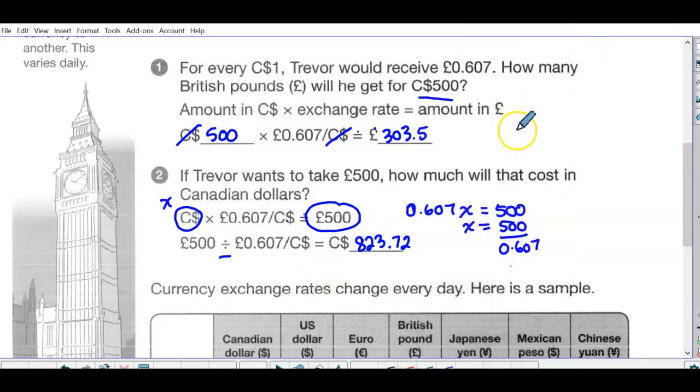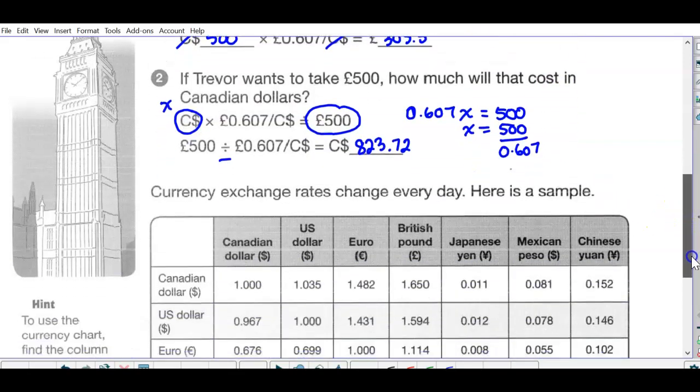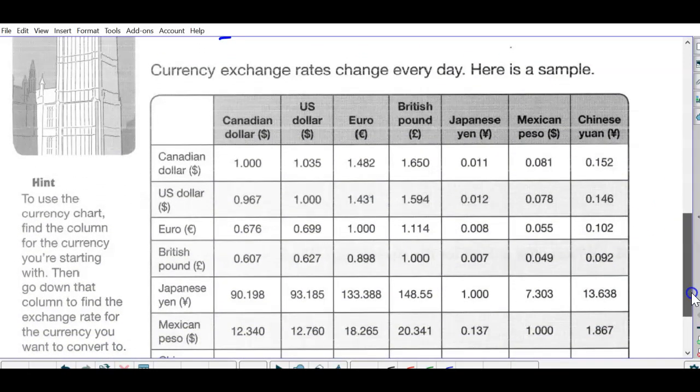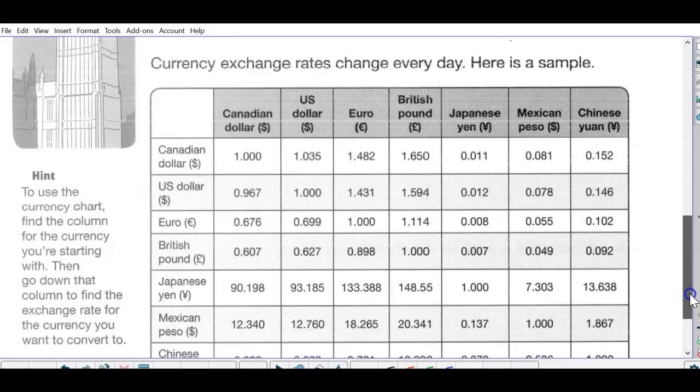Okay, also try to think logically. Does it make sense? If 1 Canadian dollar is worth less than 1 in British pounds, then obviously you're going to need more than 500 Canadian dollars to get 500 British pounds, right? Because this is bigger than this. So try to think a little bit logically. Currency exchange rate.